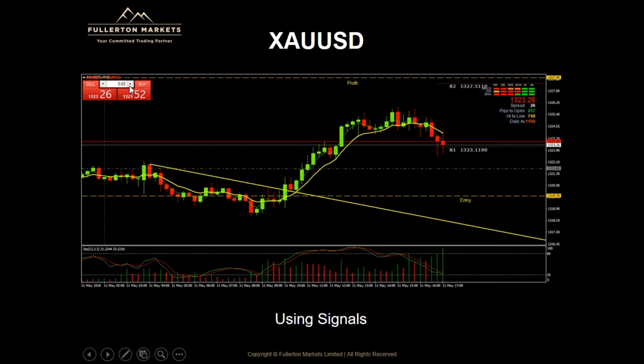Small lot size, okay, 0.03 is fine. Add to a winning trade. You don't add if you get a bearish candle, but you can add when you get a bullish candle, if you're long. And then it didn't quite make it up to the profit target, but that's okay because you're moving your stop loss up and you can exit the trade anywhere you want.